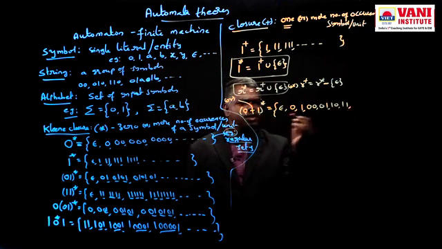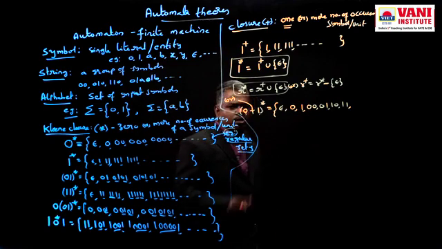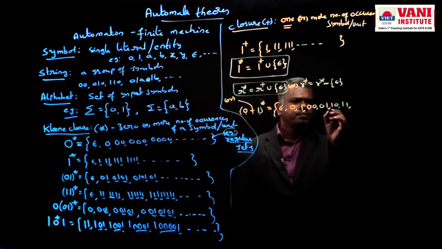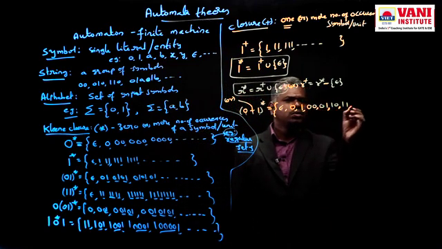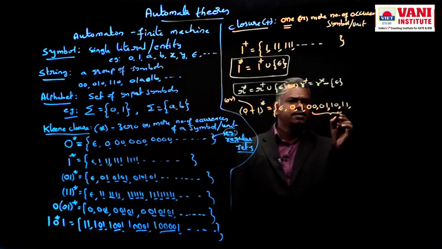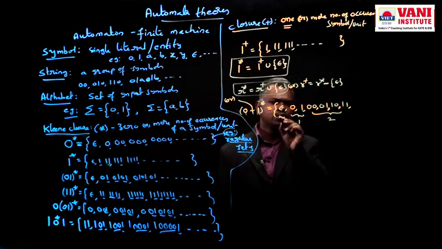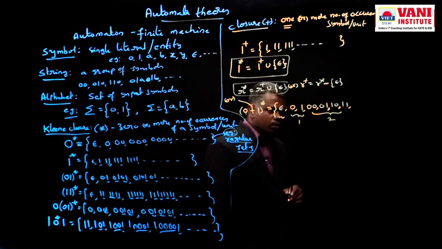Likewise, for strings of length 3, the first symbol can be 0 or 1, the second symbol can be 0 or 1, and the third place also can be 0 or 1. That is (0 or 1) whole star: strings of length 2, strings of length 3, strings of length 1, and length 0, which is epsilon.